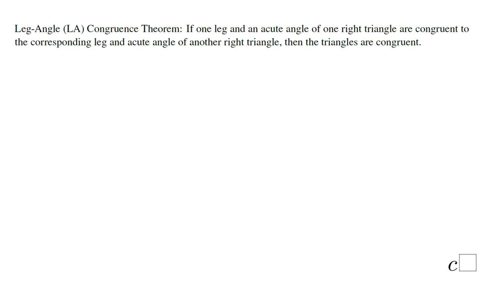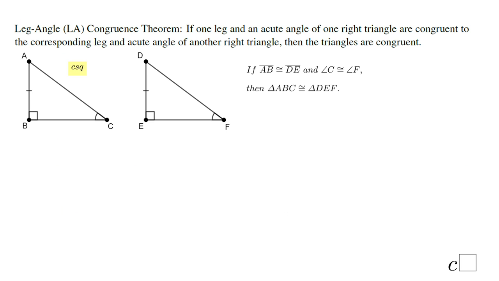The third way is what we call the leg-angle congruence theorem. If one leg and an acute angle of a right triangle are congruent to the leg and an acute angle of another right triangle, then the triangles are congruent. And this is the picture. We notice AB congruent to DE. These are the 2 corresponding congruent legs, and these are the 2 angles that are also congruent. Then the triangles are congruent.